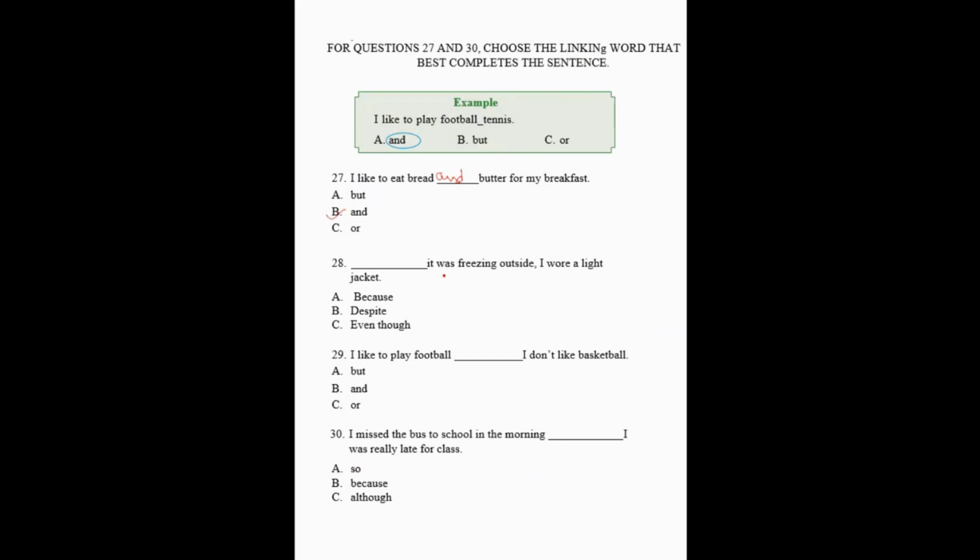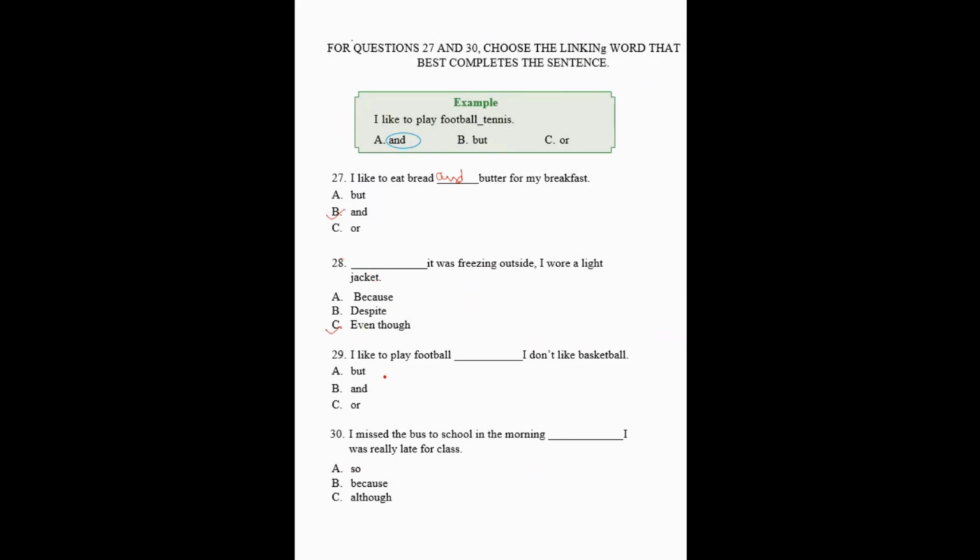28. Dash, it was freezing outside. I wore a light jacket. So it would be because, despite, or even though. See, it was freezing outside, meaning it was too cold, but I wore a light jacket. So it would be, even though it was freezing outside, I wore a light jacket.